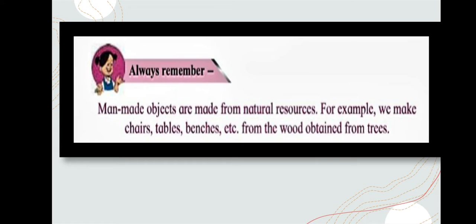Always remember, man-made objects are made from natural resources. For example, we make chairs, tables, benches, etc. from the wood obtained from trees, and trees we get from nature.